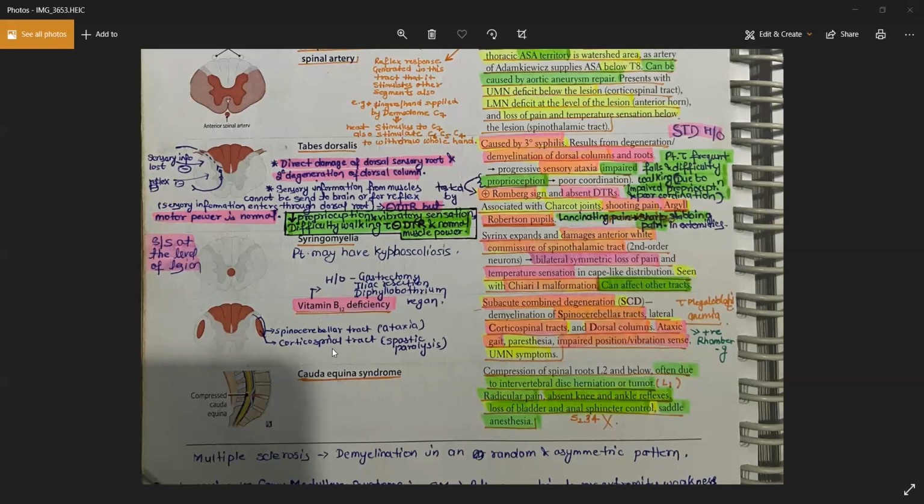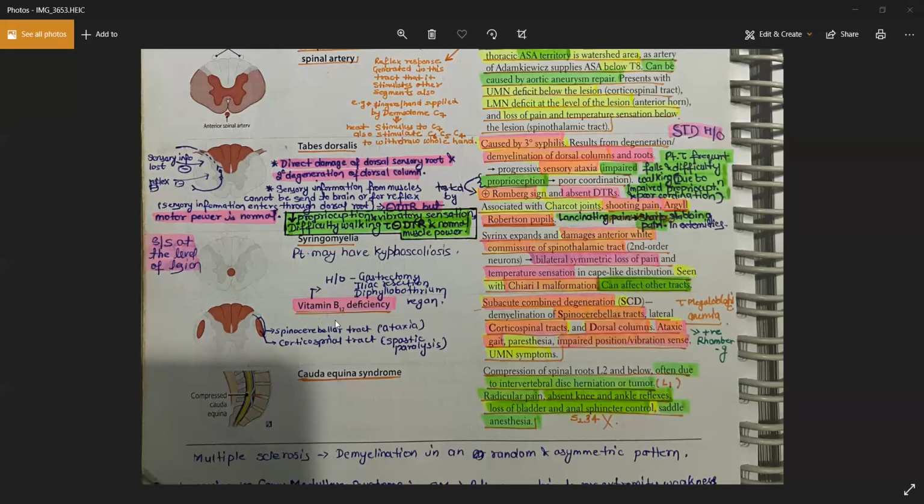Any doubt on the subacute combined degeneration syndrome? No, thank you. Patient will have some kind of a history like megaloblastic anemia. They will have a history like gastrectomy or ileal resection, or Diphyllobothrium latum, or the vegan diet. All these kinds of history will be present with the patient.